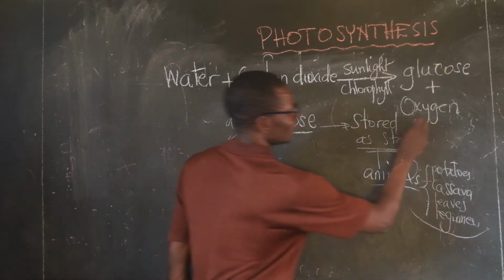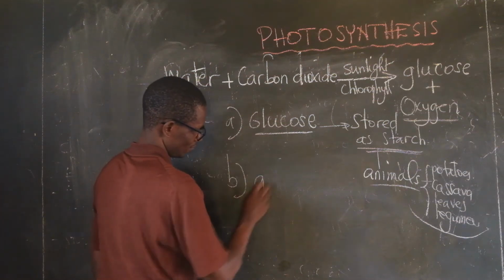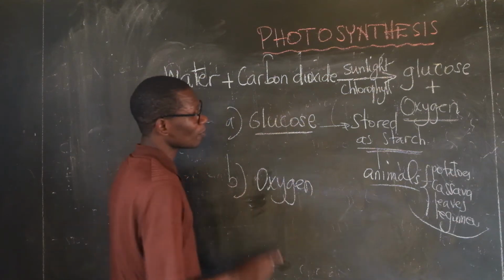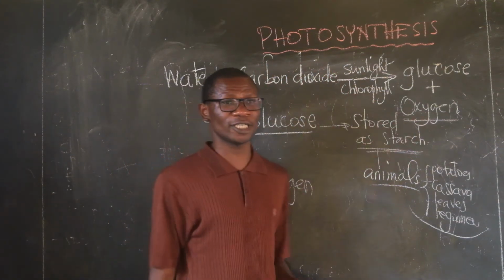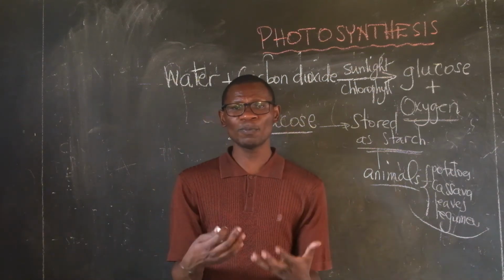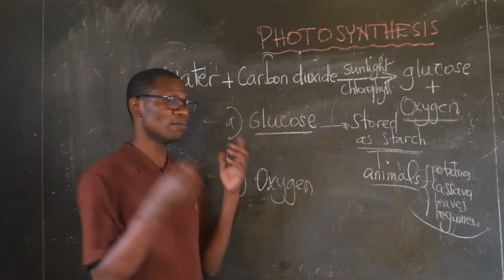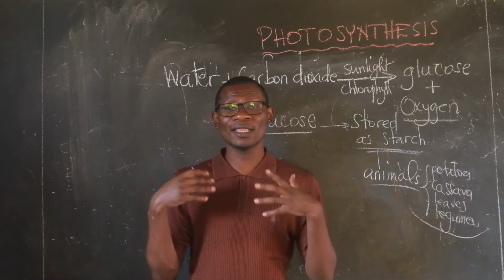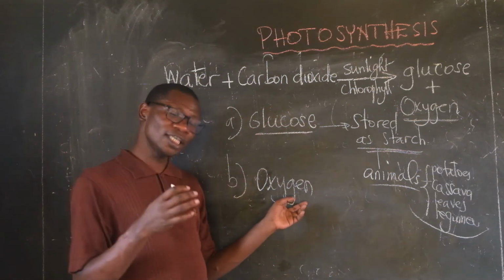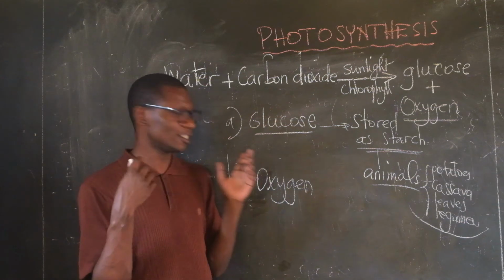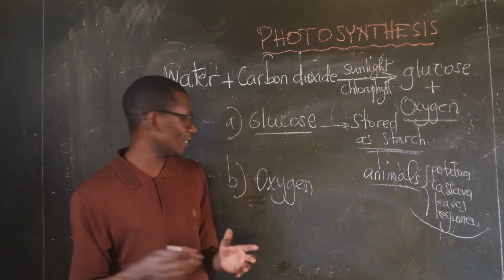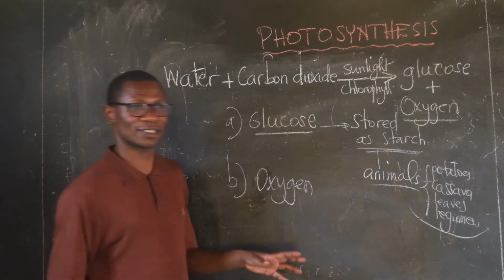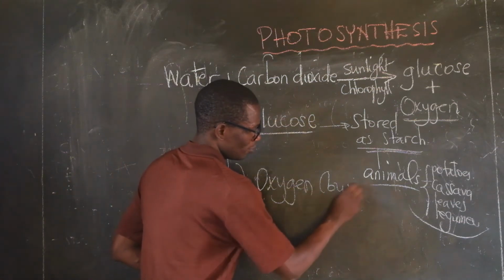Second product is the glucose. Sorry, it is oxygen. The second product of photosynthesis is oxygen. This oxygen is then used by people for breathing. Remember, we breathe out carbon dioxide, which is then used by plants, and the plants provide us with oxygen, which is the air that we breathe in. This is the air which supports burning, the air which is used in respiration, and so on.